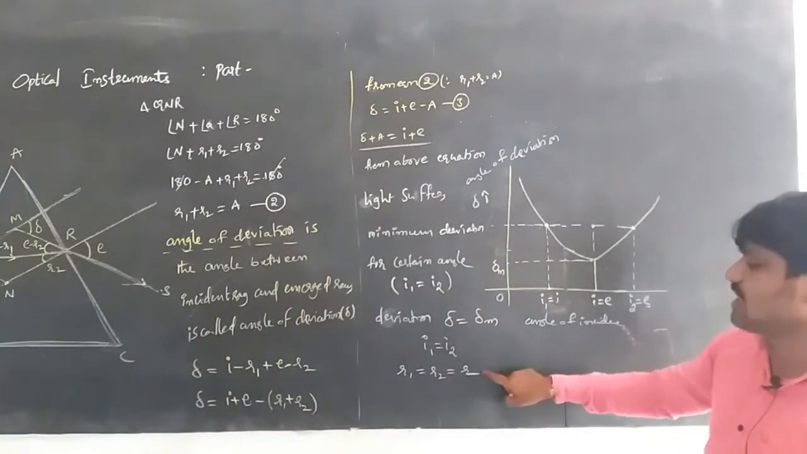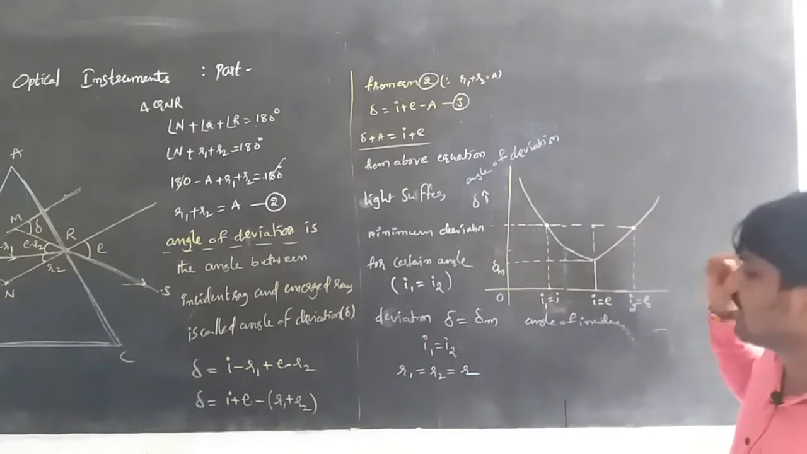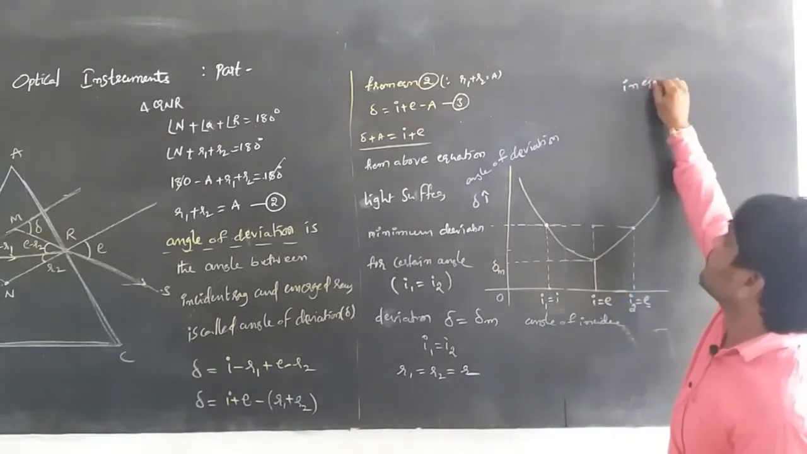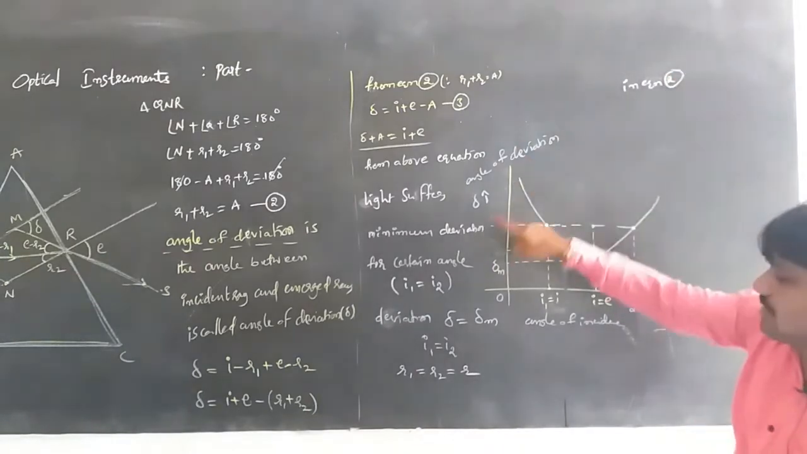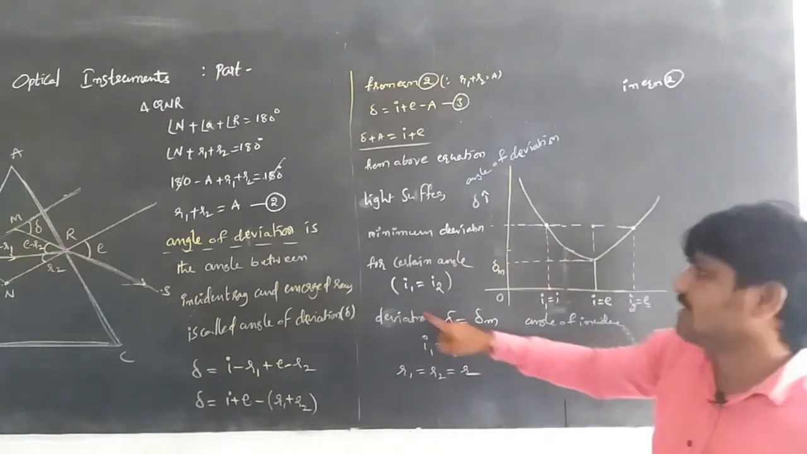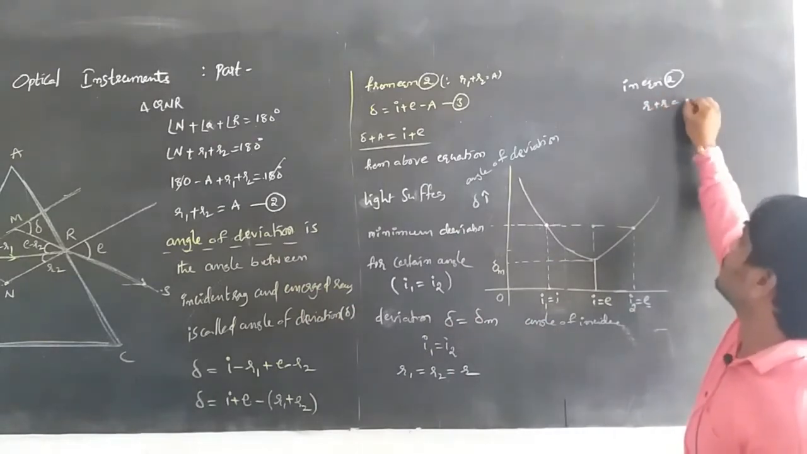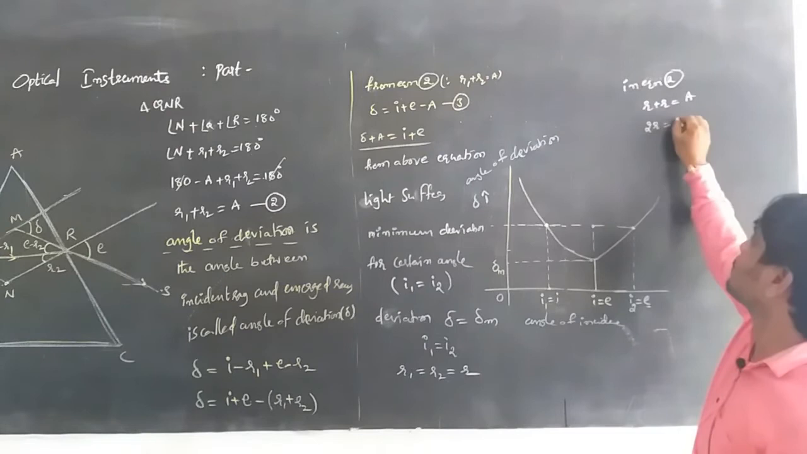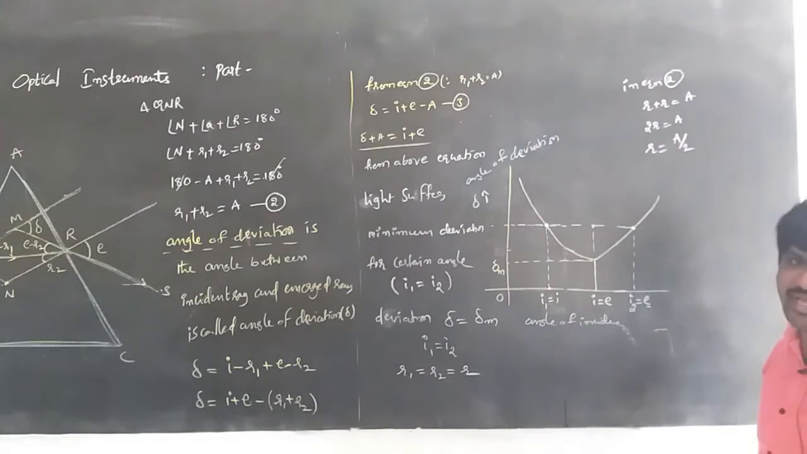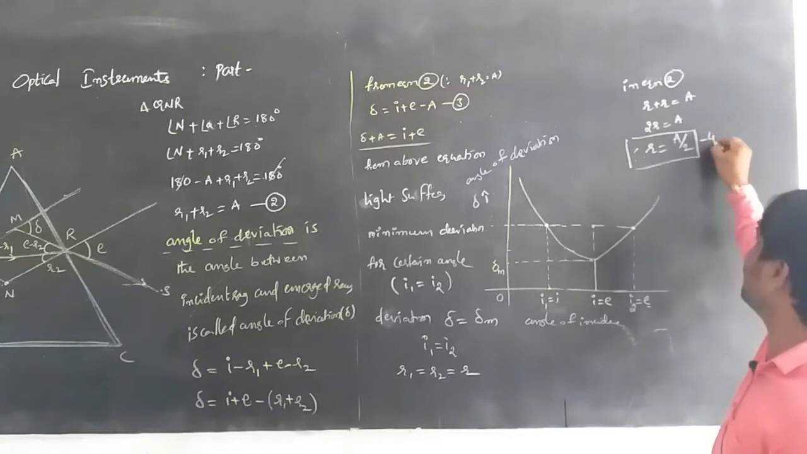If we substitute these values in equations 2 and 3, then in equation 2 we get R plus R is equal to A, which means 2R is equal to A, or the angle of refraction R is equal to A by 2. Consider this equation number 4.